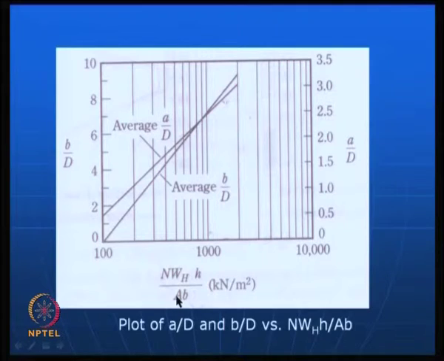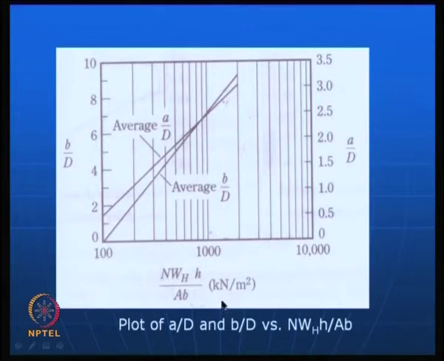In the sense that if you have a 5 meter diameter, then pi by 4 into d squared will give you the area of impact. Then B is the depth. There is some relationship available in literature which has been quite useful for this.